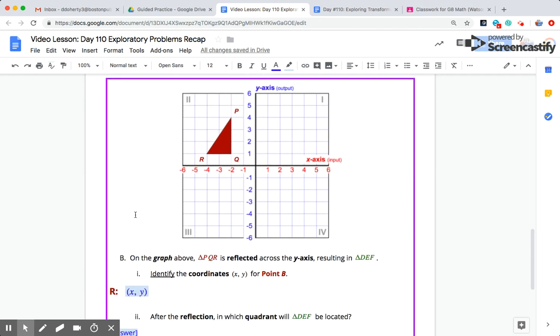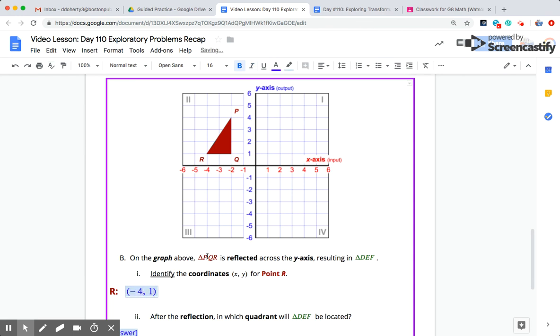Moving very quickly into part B, and I'm sorry to be running out of time. For part B, they asked us to identify the coordinates for point P, and again, for point R. And point R, ultimately, the coordinates are going to be -4 for X, +1 for Y.